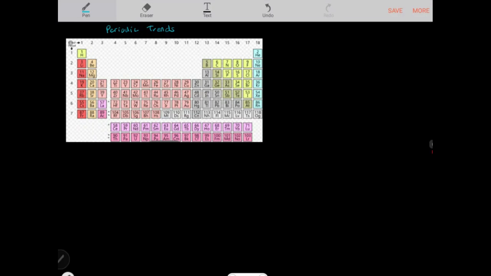Okay, so moving along on our discussion about periodic trends, what we're going to be looking at now is called ionization energy. So ionization energy is basically the energy required. I'm just going to abbreviate it as IE. It's the energy required to remove an electron from the valence shell. Okay, so we're just removing electrons from the valence shell.